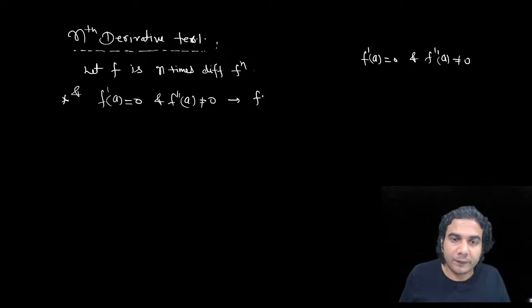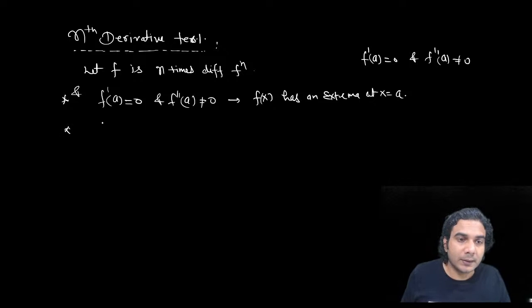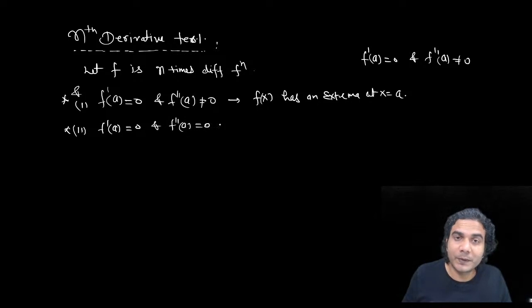Then f(x) has an extrema. f(x) has an extrema at x is equal to a. All right. Now, if I explain that second case, this is case 1. The second case is if f dash a is equal to 0 and f double dash a is also 0, but f triple dash a is non-zero.